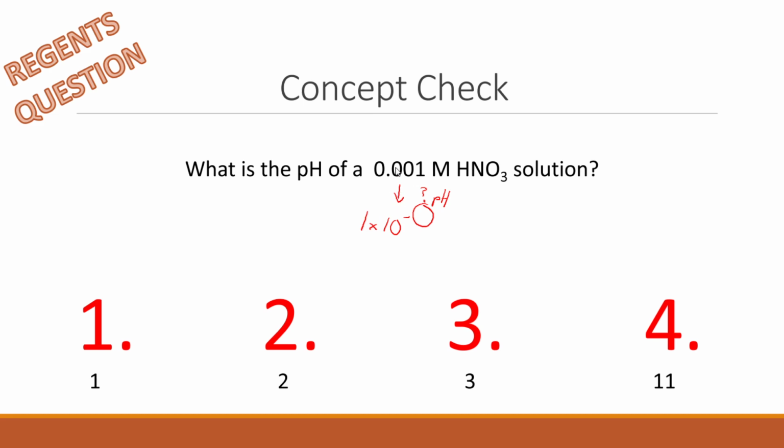So, putting this into scientific notation, 1 times 10 to the negative 3, because I had to move the decimal 1, 2, 3 spots, making 1 times 10 to the negative 3 molarity, making my pH 3. Nicely done.